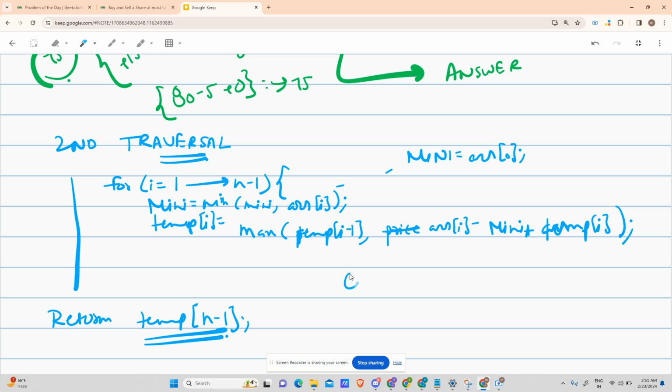Time complexity is O of n. Why? Because we are doing two traversals, O of n plus O of n. Space complexity, again O of n. Why? Because we are just using a temp array of O of n. This code is working fine in GFG. Thank God it is working fine.